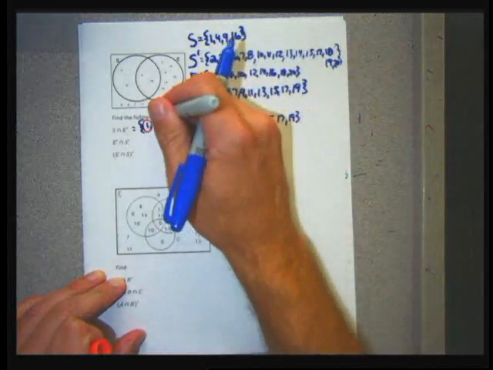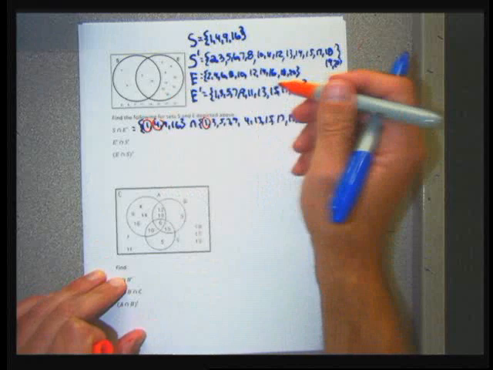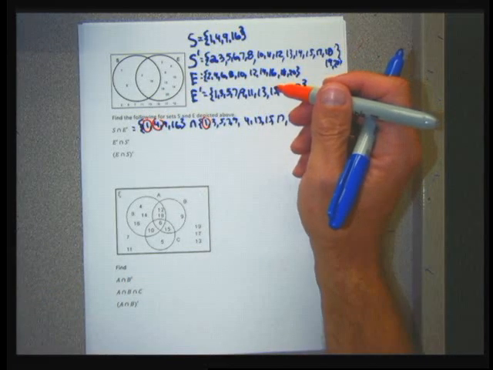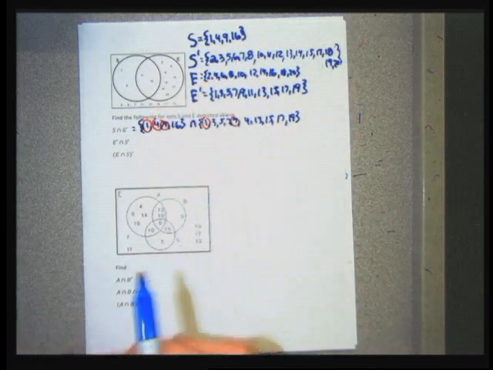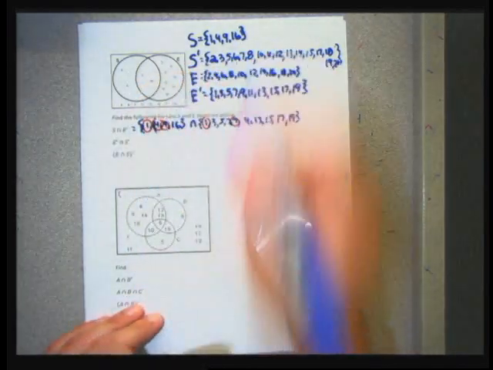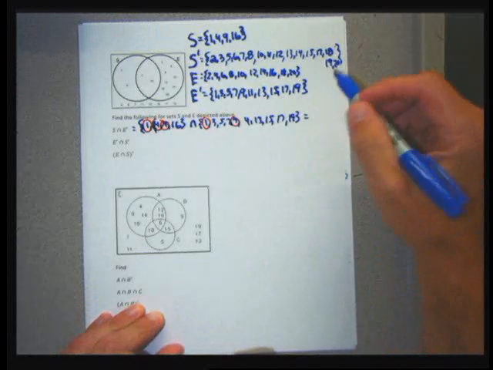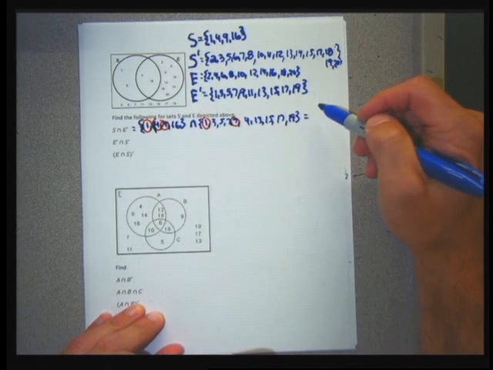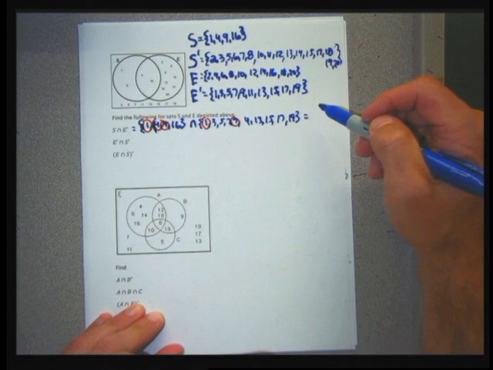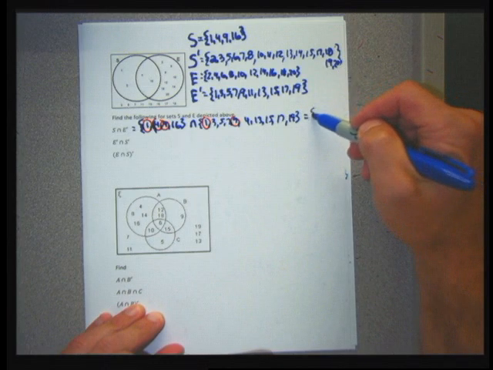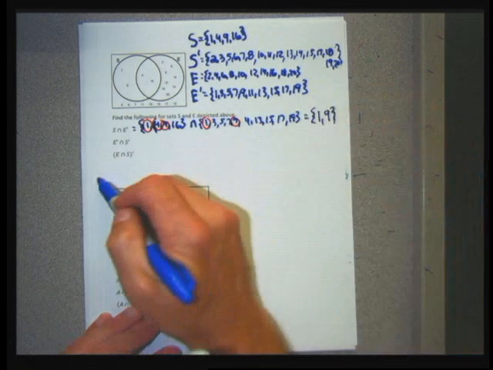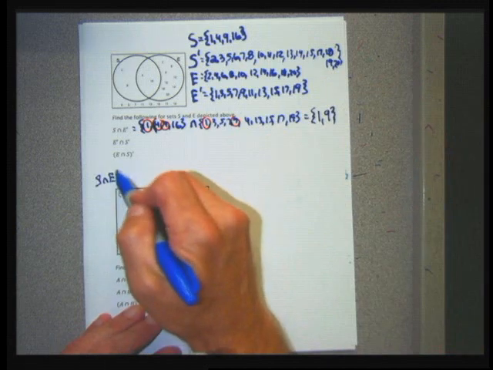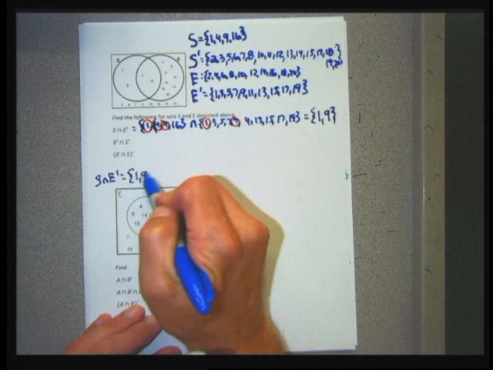I see a 4. I don't see a 4. I kind of messed up there. I see a 9 though. So 4 is not part of it, but 9 is. So this 4 that I tried to circle was a mistake. The only numbers in the intersection, the answer to what S intersection E prime is, are the numbers 1 and 9.